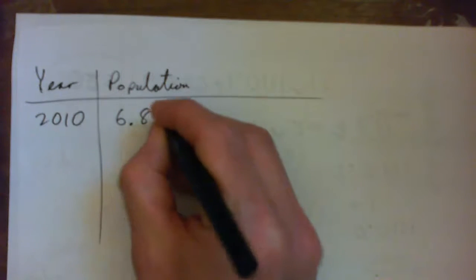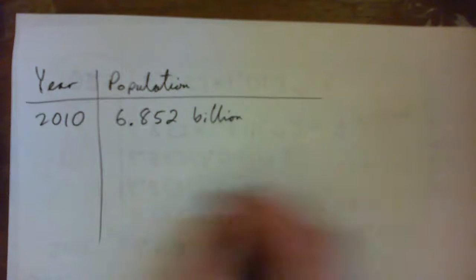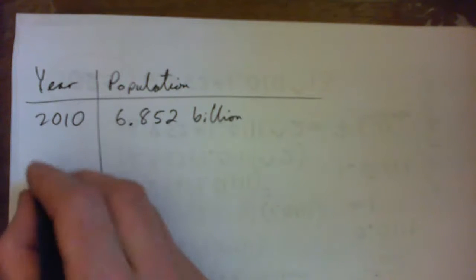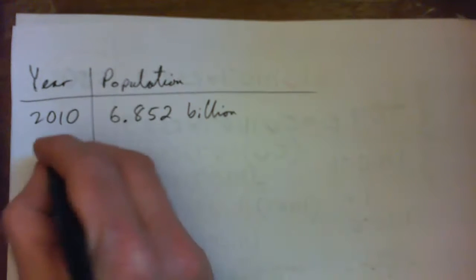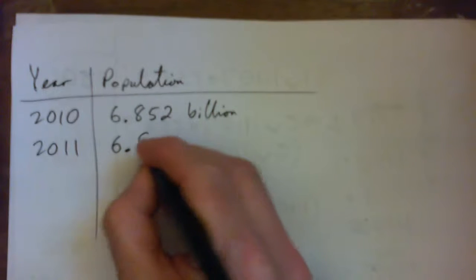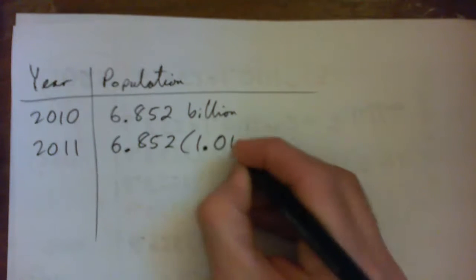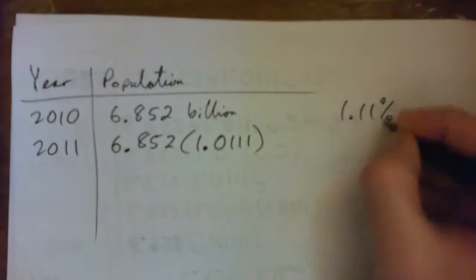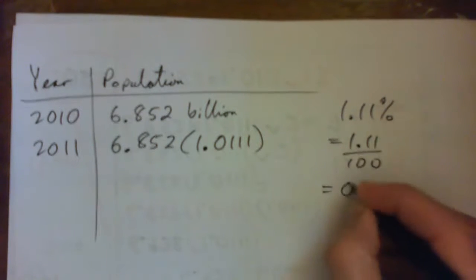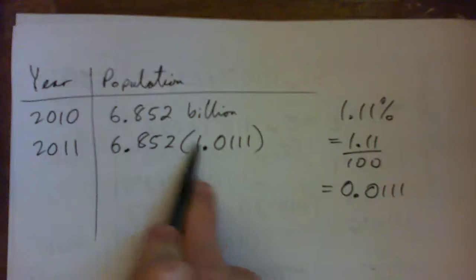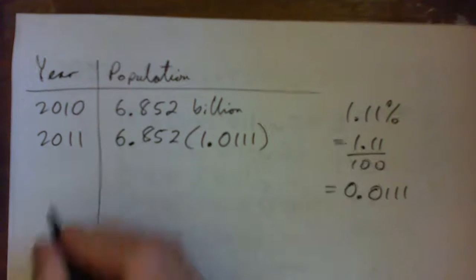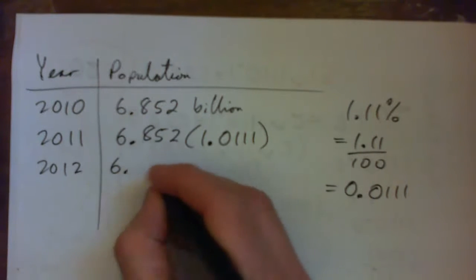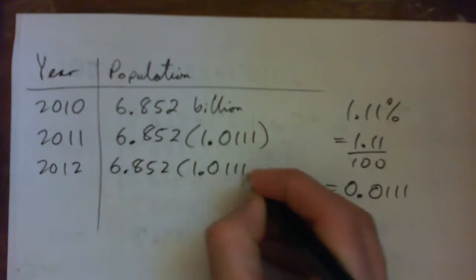Year. So 2010, population 6.852 billion, and it's kind of like 2011, the next year would be 6.852 times 1.0111, because 1.11% is 1.11/100, which is 0.0111, and you add it to the 1 because you want to get the 6.852 back as well. And then 2012 is 2 years later, so that would be 6.852 times 1.0111 to the power of 2.